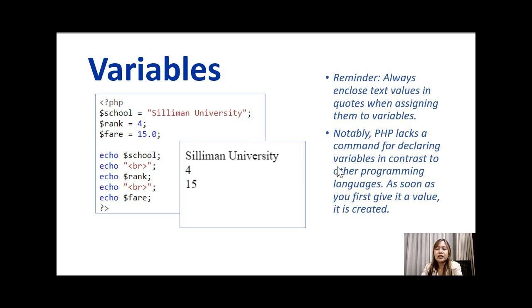So notably, PHP lacks a command for declaring variables in contrast to other programming languages. So there's no declaration of what is the data type of school, rank, fare. Now, as soon as you give it a value, it is created.